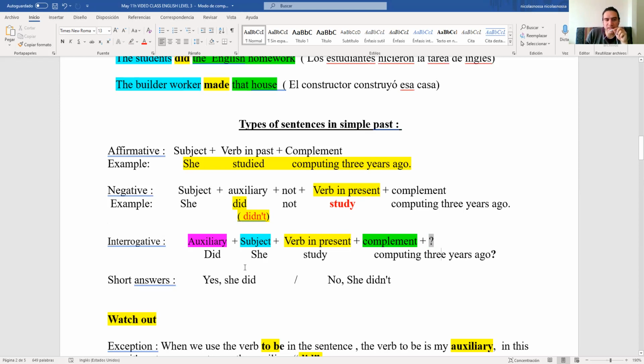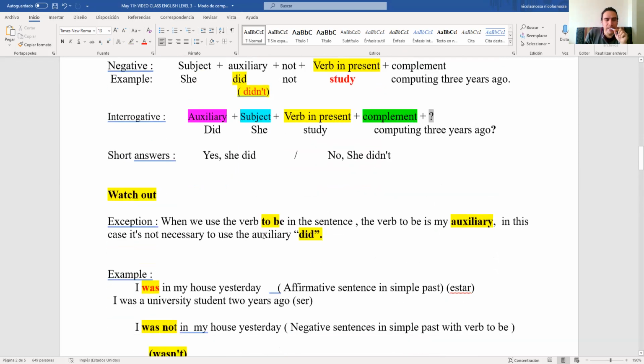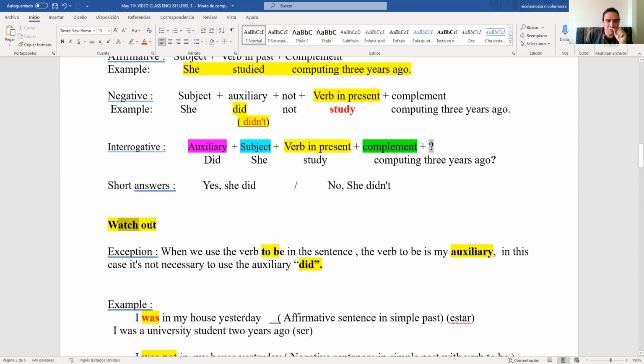Entonces, ¿cómo se pregunta? Did she study computing 2 years ago? Your answer, sí, yes, she did. Una respuesta corta. O no, she didn't. Okay. Eso es. ¿Listo?